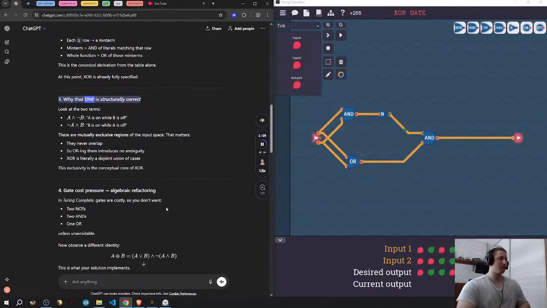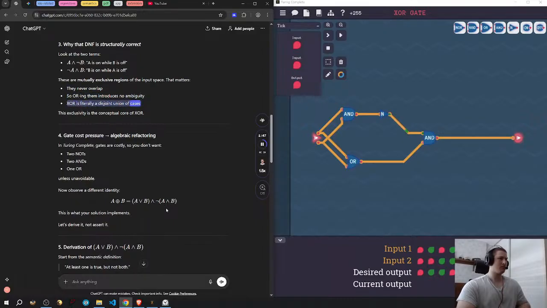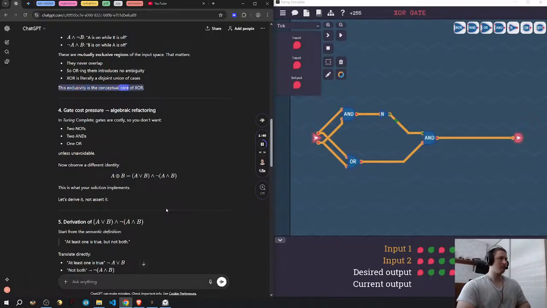3. Why that DNF is structurally correct. Look at the two terms. A and not B: A is on while B is off. Not A and B: B is on while A is off. These are mutually exclusive regions of the input space. That matters. They never overlap, so ORing them introduces no ambiguity. XOR is literally a disjoint union of cases. This exclusivity is the conceptual core of XOR.